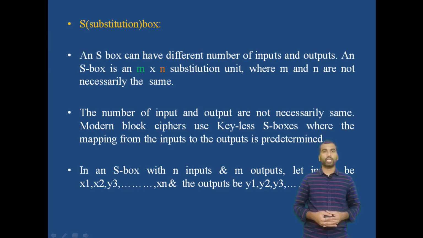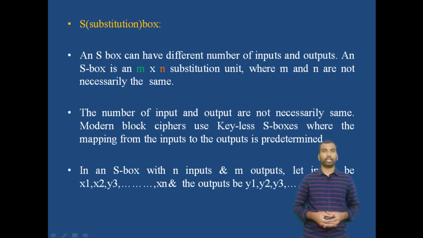An S box can have a different number of inputs and outputs. An S box is an m into n substitution unit where m and n are not necessarily the same. The substitution is used for replacing the bits. The plain text and cipher text can have a different number of ones, so the number of inputs and outputs are not necessarily the same. Modern block ciphers use keyless S boxes where the mappings from the inputs to the outputs are predetermined. You can see the expansions here.